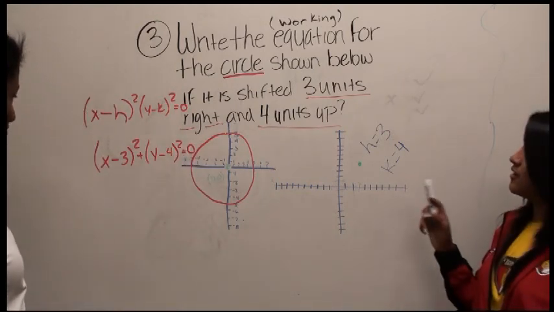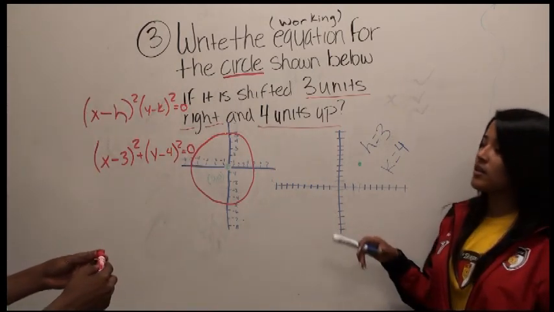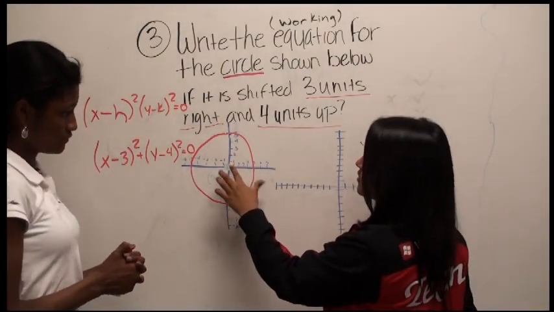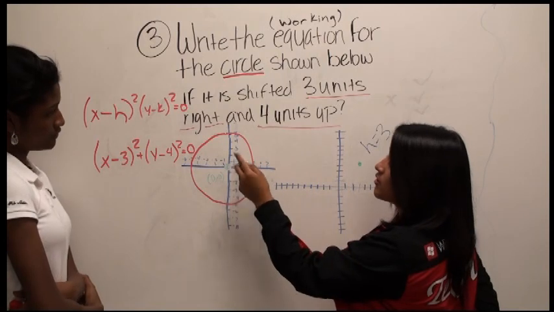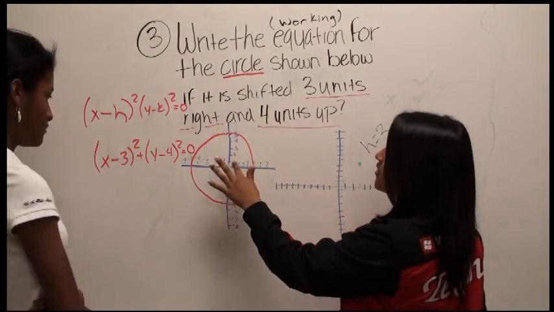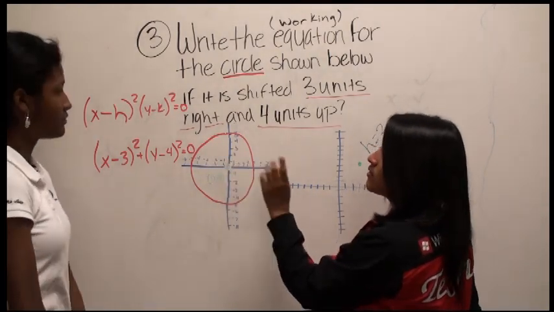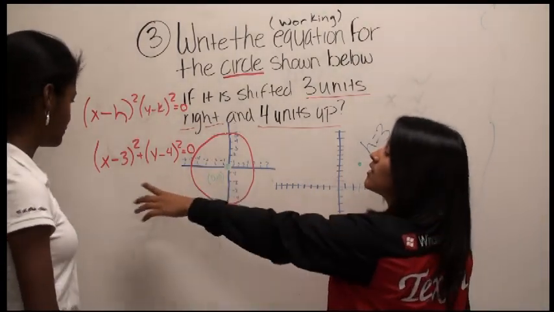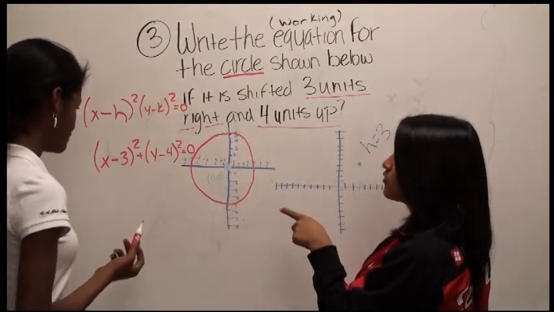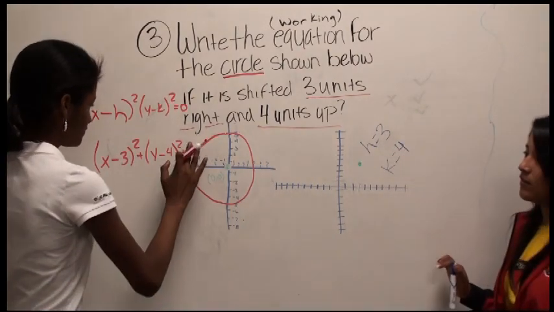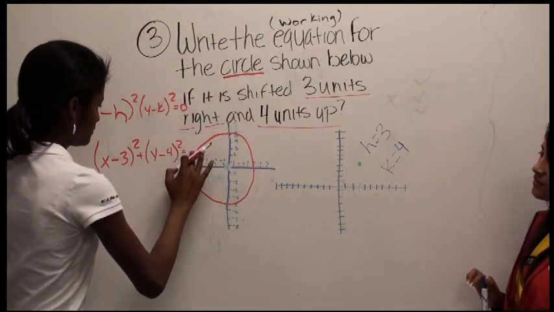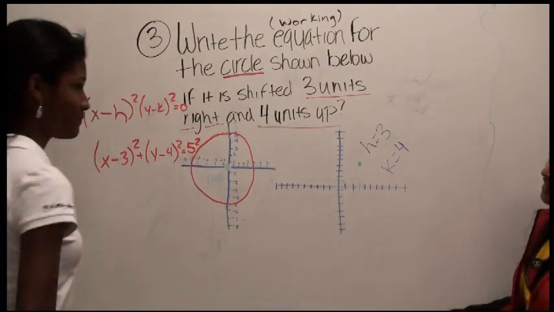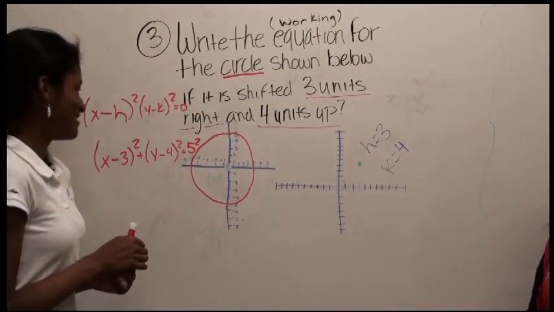So what's our radius though? Our radius does not change from here to here. Only our vertex does. In the standard circle, there was a radius of 5, so we'll still remain with the radius of 5. So (x minus 3) squared plus (y minus 4) squared equals 5 squared. And that's our equation.